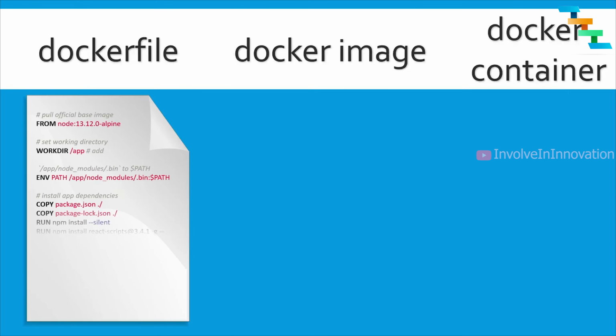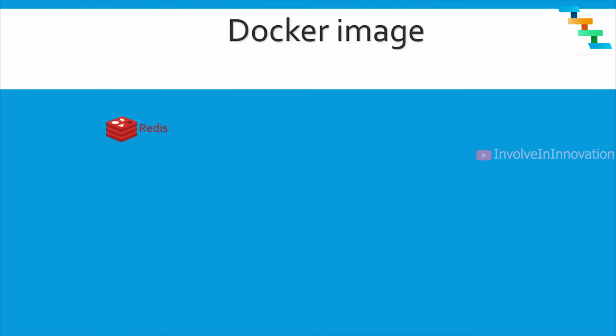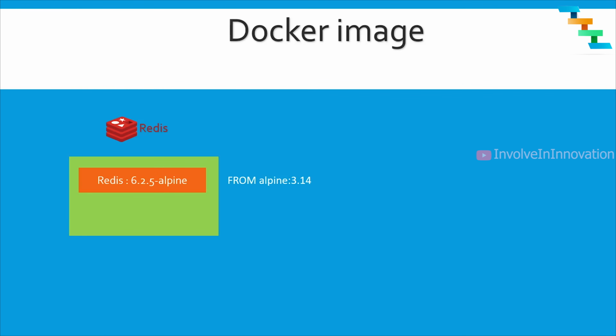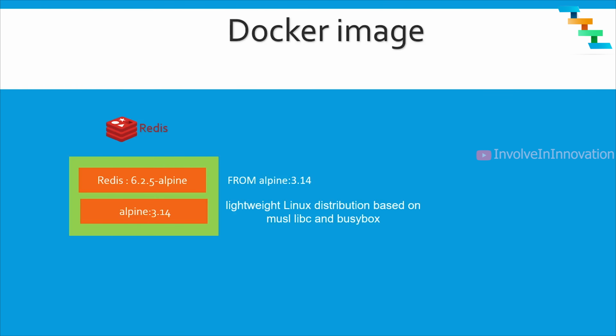We need to create a Dockerfile to create an image. The Dockerfile starts with the base image. This is why we call a Docker image layered. Each image which we are creating is built on top of another image, which is called the base image. For example, the Redis image for Linux is built on Alpine. Alpine is a lightweight Linux distribution based on the musl library and BusyBox.